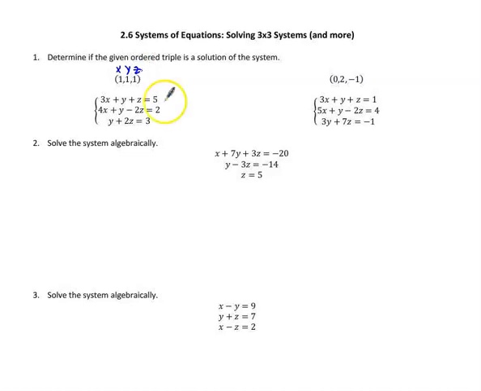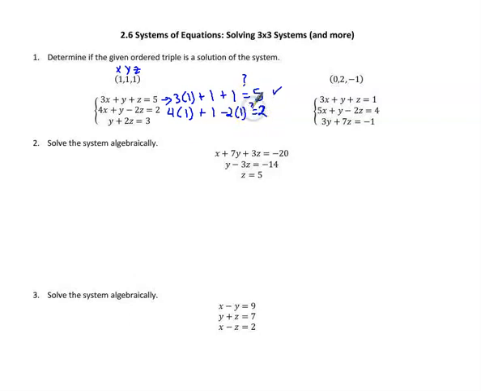So let's try the first row. If I plug in 1 for x, so 3 times 1 plus 1 plus 1, does that equal 5? Well, 3 plus 4 plus 1, that does equal 5, so it checks on the first row. On the second row, if we plug in 1 for x, so that'd be 4 times 1 plus y, which is 1. Then it says minus 2z, so minus 2 times 1. Does that equal 2? Let's check and see.